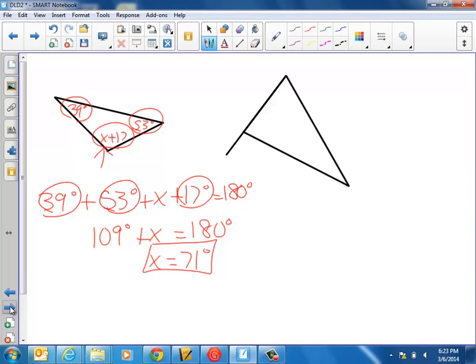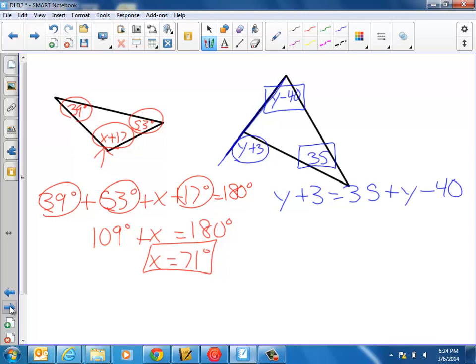All right, in blue here, let's go ahead and try one more. We've got, let's call this y plus 3. This will be y minus 40. And this will be 35, something like that. Okay, and let's solve for y. Well, notice this angle here is an exterior angle to the triangle. It's formed by this line from the triangle that extends beyond the triangle. That means that this exterior angle that I circled is the sum of these two boxed angles. So we can say y plus 3 equals 35 plus y minus 40 and solve for y.